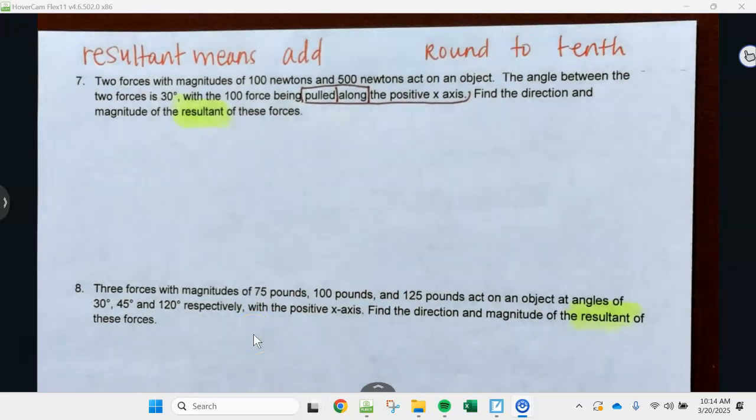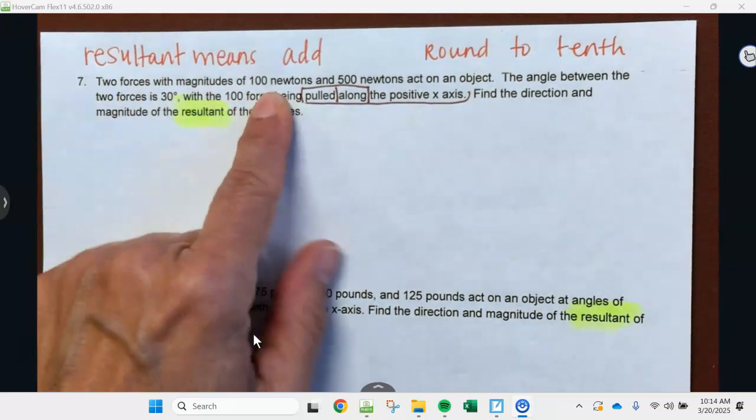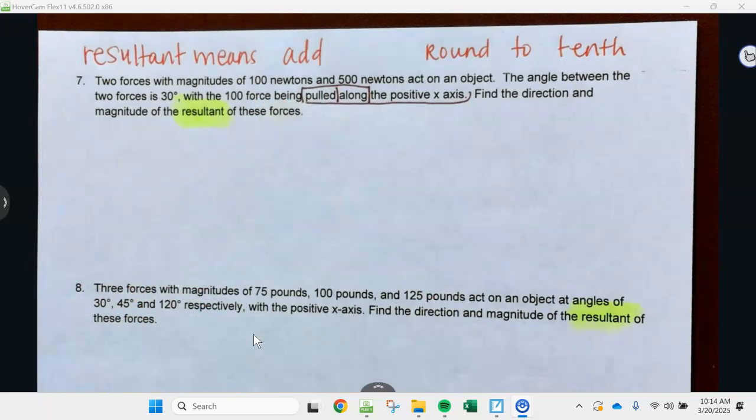All right, let's read the problem. Two forces with magnitudes of 100 newtons and 500 newtons act on an object. The angle between the two forces is 30 degrees, with the 100 force being pulled along the positive x-axis. Find the direction and the magnitude of the resultant of these forces.